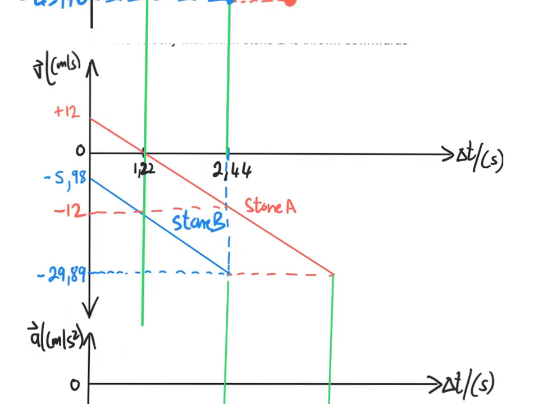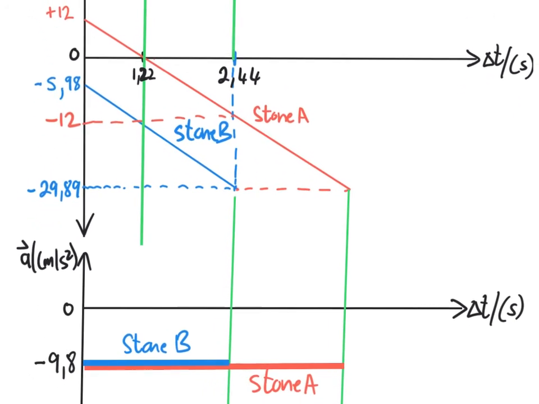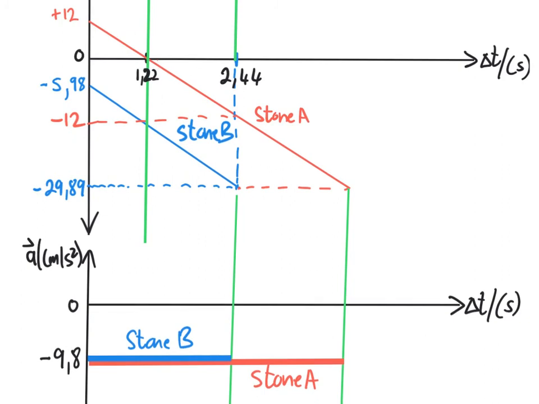So here's the velocity time graph, as we've just drawn. And now, if we look at the acceleration versus time graph under it, stone B falls for 2,44 seconds, and its acceleration is minus 9,8. We haven't worked out the total time that stone A travels, but this is a sketch graph. We could work it out. Interesting exercise to do. But at this time here, stone B comes to rest.